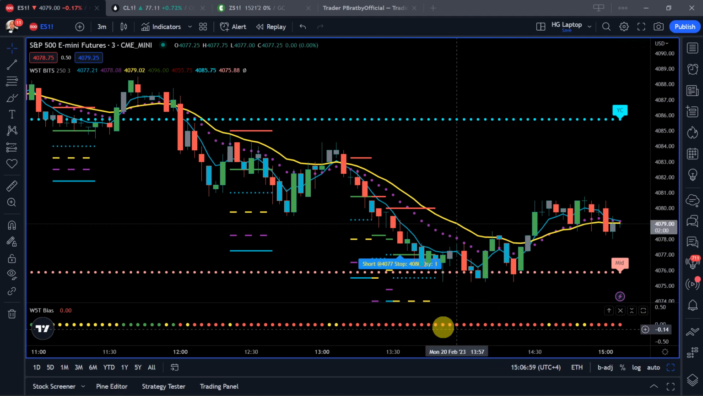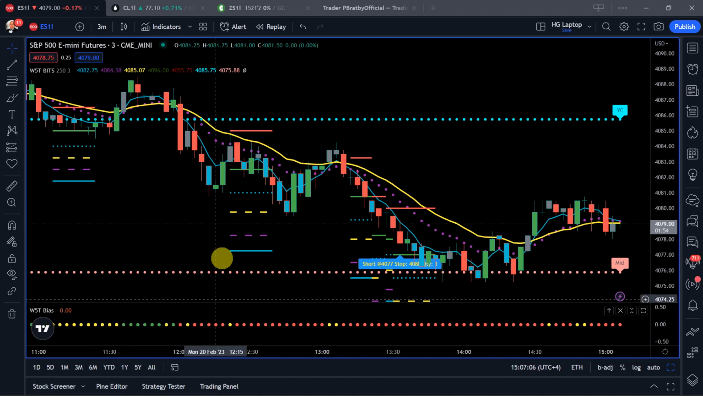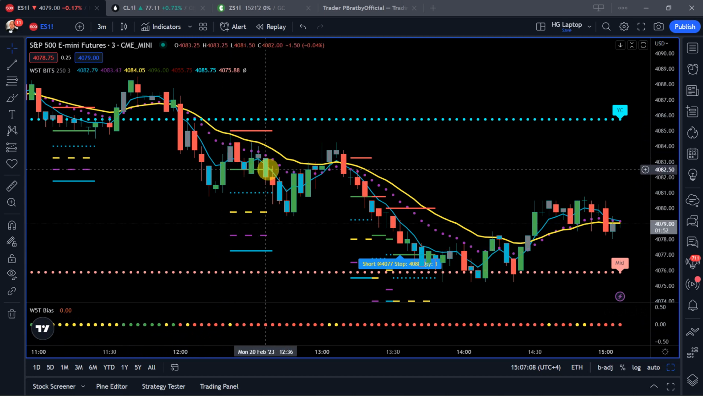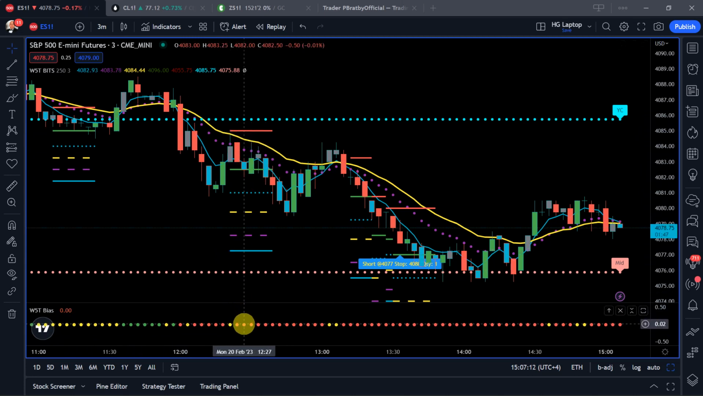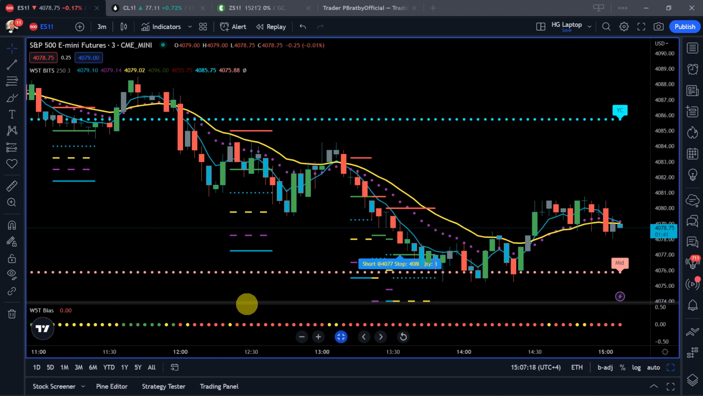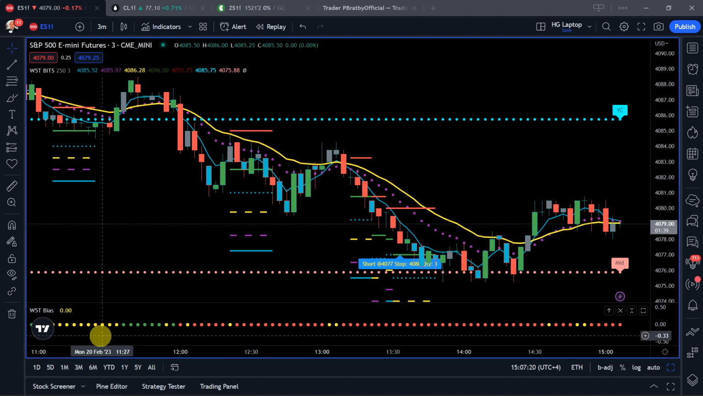Down at the bottom we've got some more dots, and this is our bias for the B.I.T.S. So if we get a short signal here, which is this green line here with a stop just there, we need confirmation down here that we have the bias of bearish to go short. If we go long, it's got to be green. If it's yellow, we don't take the trade.